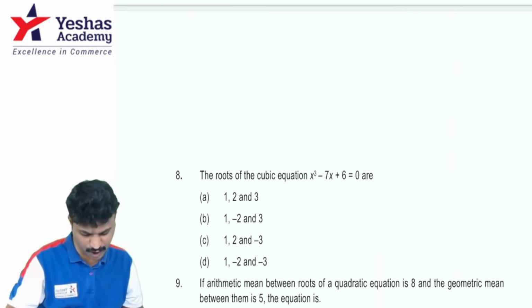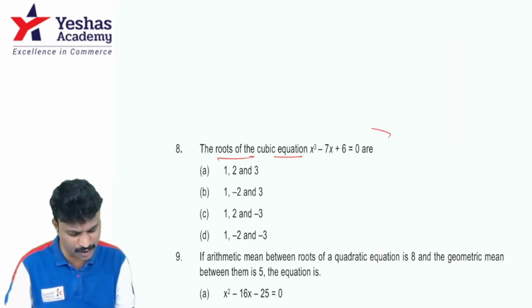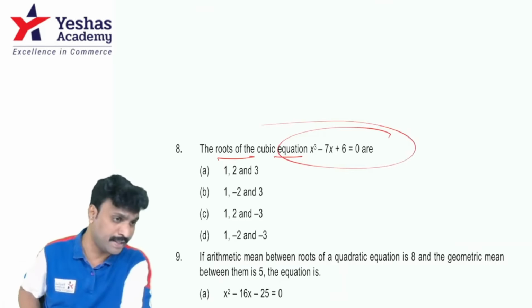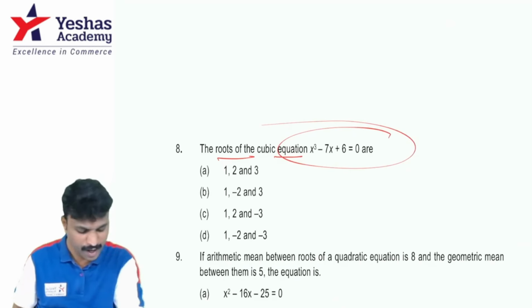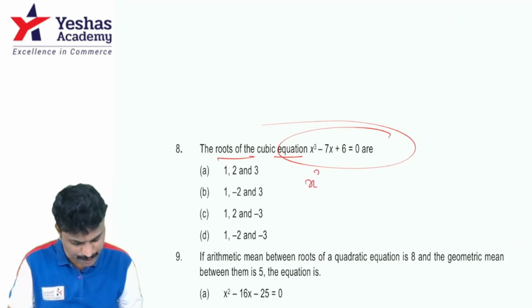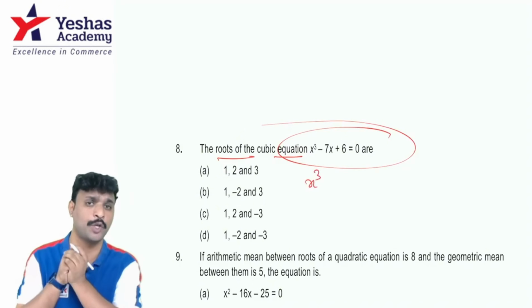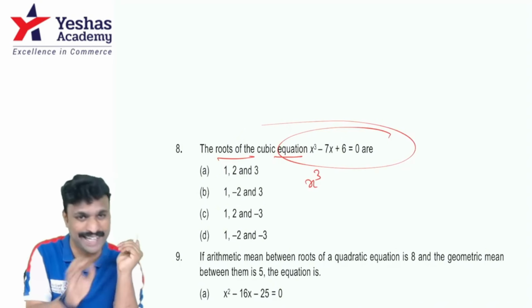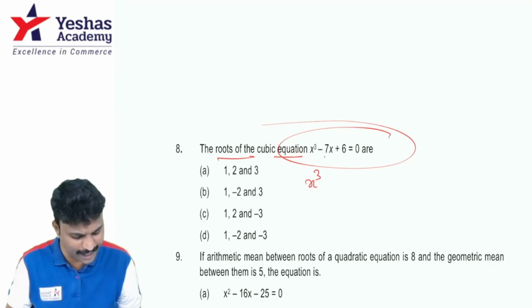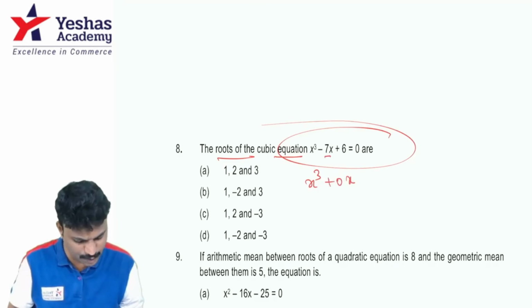Moving on to the next question, question number 8, the roots of the cubic equation. This is one of the questions in our material, right? This question has been solved, right? Now, first of all, this is comparable with ax cube plus bx square plus cx plus d equal to 0. There is no x square term. That means I can write that as 0x square minus 7x plus 6 equal to 0.